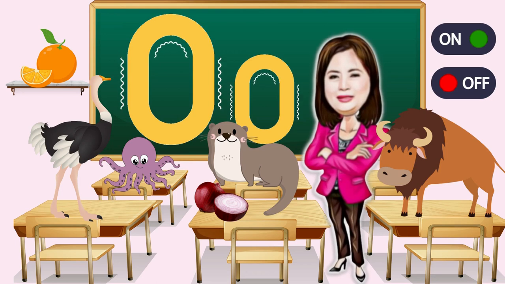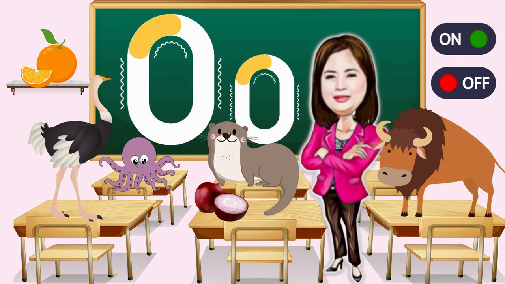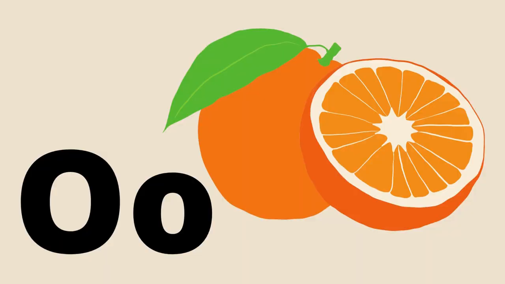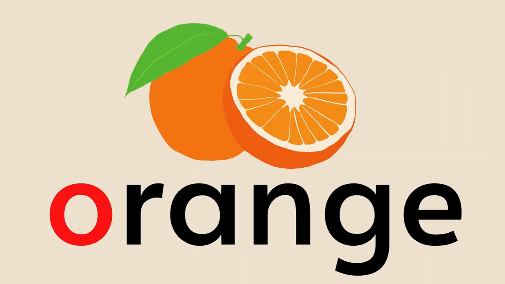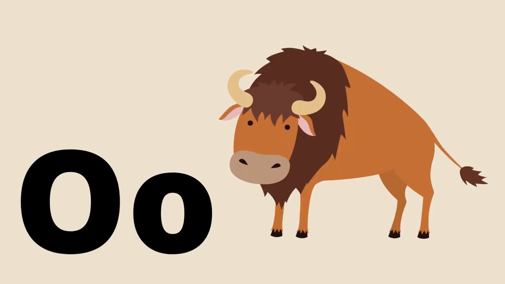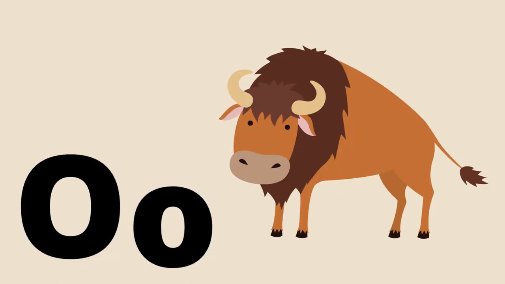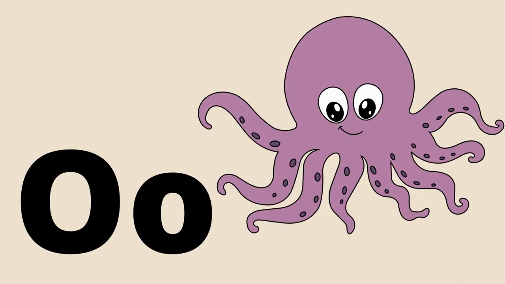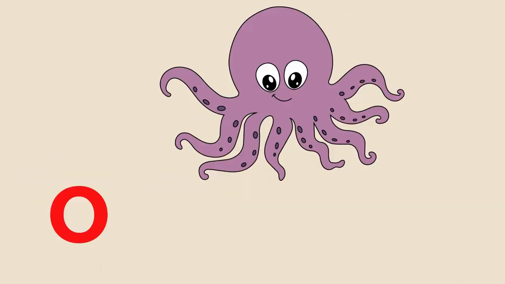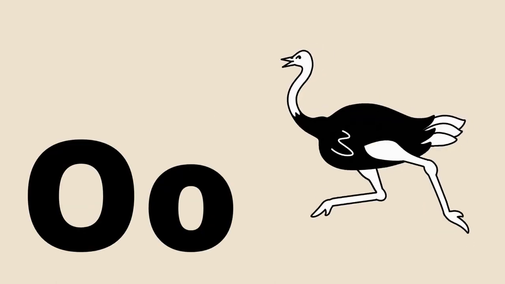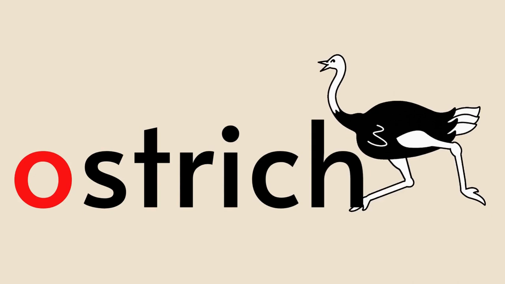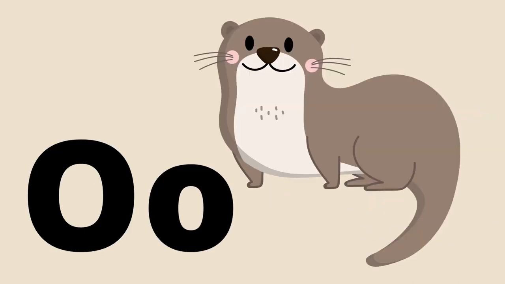Now here are the words with the initial sounds of O. O is for orange. O is for ox. O is for octopus. O is for ostrich. O is for otter.